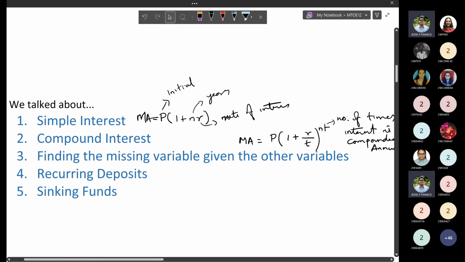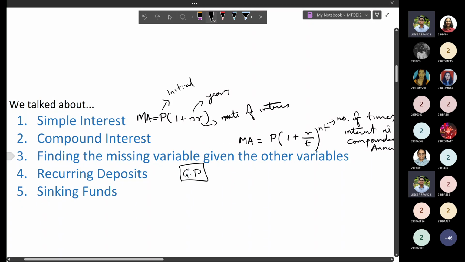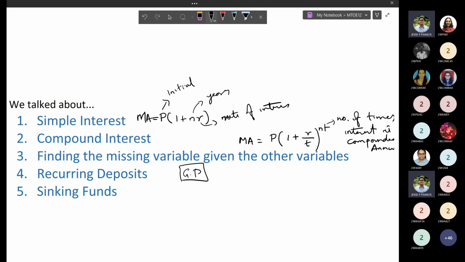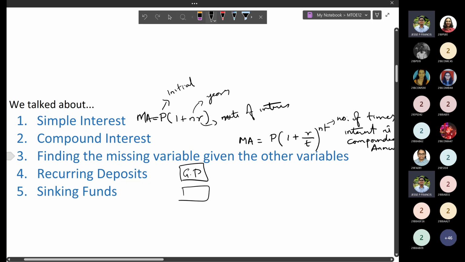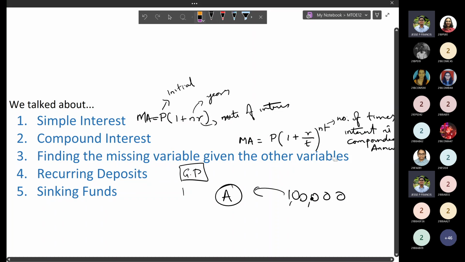Then we talked about recurring deposit, where we use the geometric progression to calculate our maturity amount. We talked about sinking fund. In sinking fund, what we did is we fixed the final amount and then worked backward to see what should be our yearly or monthly investment. That was our sinking fund.